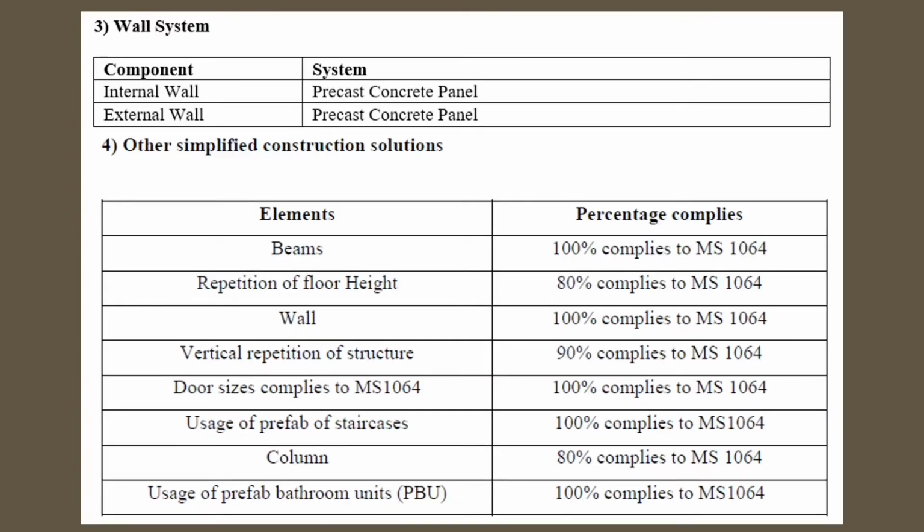Next is the wall system. Both internal and external wall use precast concrete panel. Then, for other simplified construction solutions, the beams used are 100% compliant with MS1064. Then the repetition of floor height is 80% compliant with MS1064. The wall also 100% complies with MS1064.